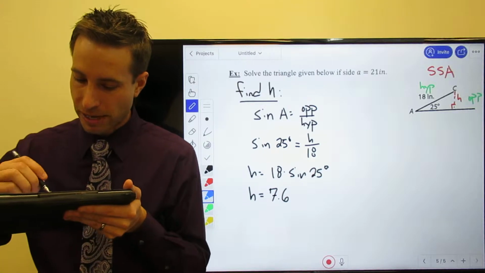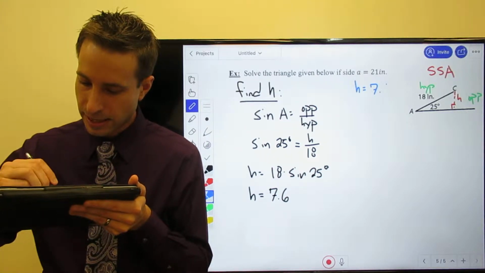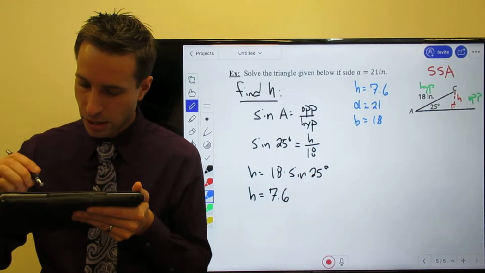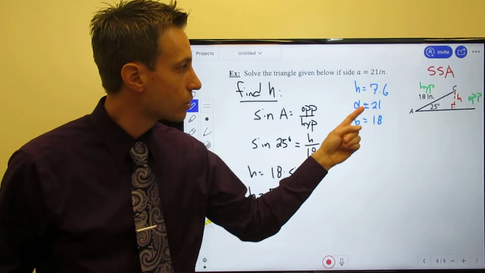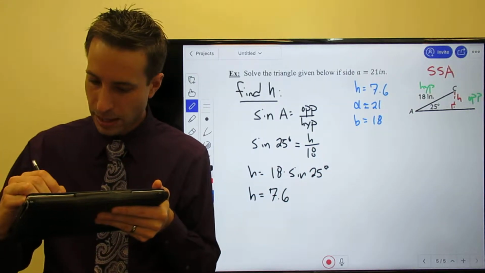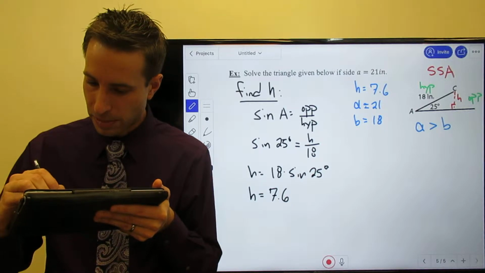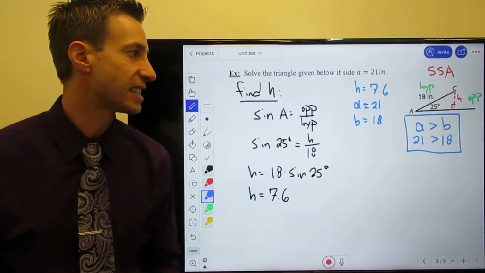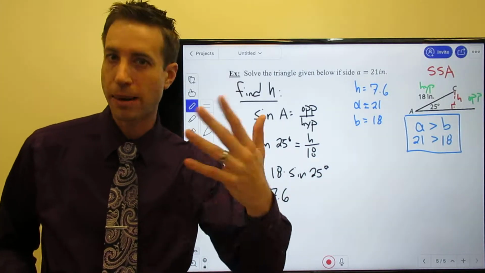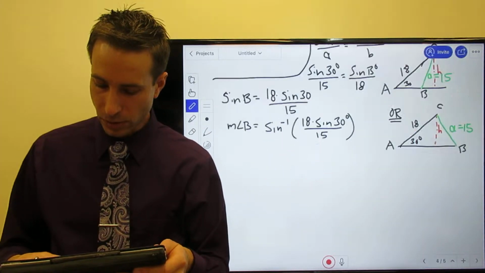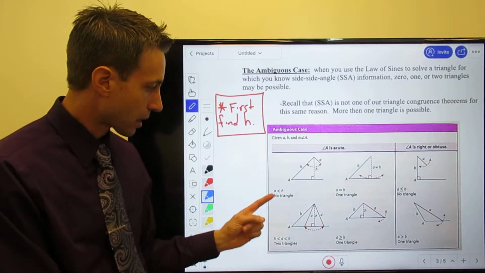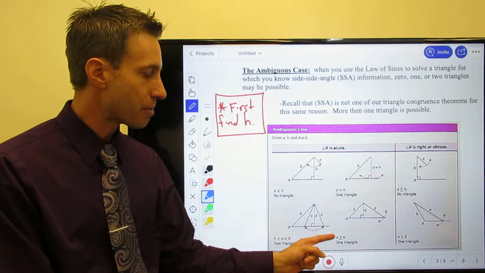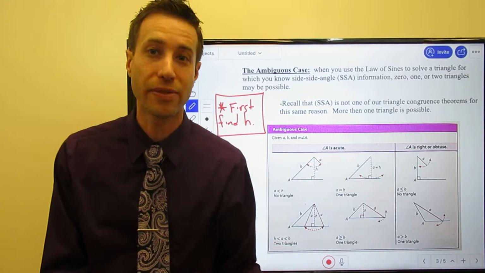All right, now I take a look at the information I've been given. H is equal to 7.6, A is equal to 21, and B is equal to 18. Okay, so now what do I know? Well, I take a look at those numbers and look at that. A is greater than B because 21 is greater than 18. So now I've got to take a look and see which case this is. Again, I'll give you the table that we looked at that describes the possible cases. So let's go back to that table, which is right here. And I had A greater than B. There it is. A is greater than B, which means there's only one possible triangle. This is not the ambiguous case.